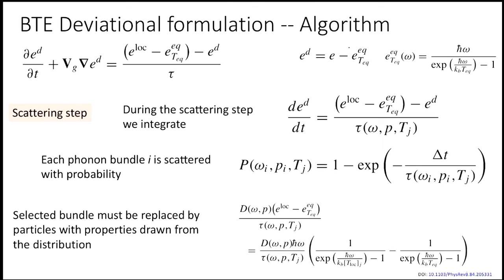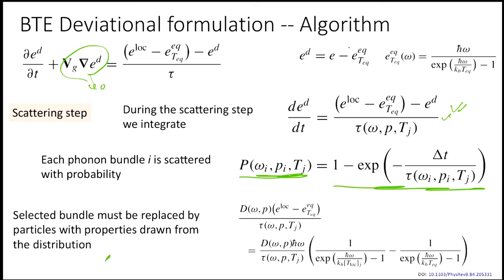Okay, so next comes the deviational algorithm, the scattering step in the deviational formulation. In the scattering step, we would make this term go to 0. Again, we would solve this equation, and then you would find the probability of a phonon bundle to scatter, which would be P of omega, p, T_j, 1 minus exponential of minus delta t over this term. So you could actually solve this equation to get this probability distribution function.